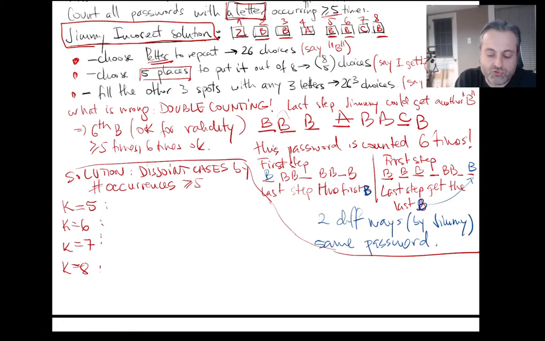So I say, well, choose a letter. I can do that in 26 ways, of course. Then I can choose the spots. So that will be, in this case, 8 spots, choose 5, and then choose the rest. In here I have 3 spots left because it's k equal 5. So that would be 26 to the 3. So that's k equal 5.